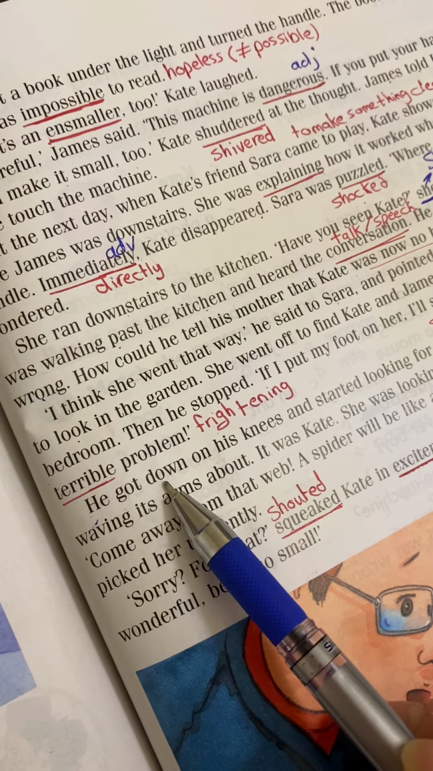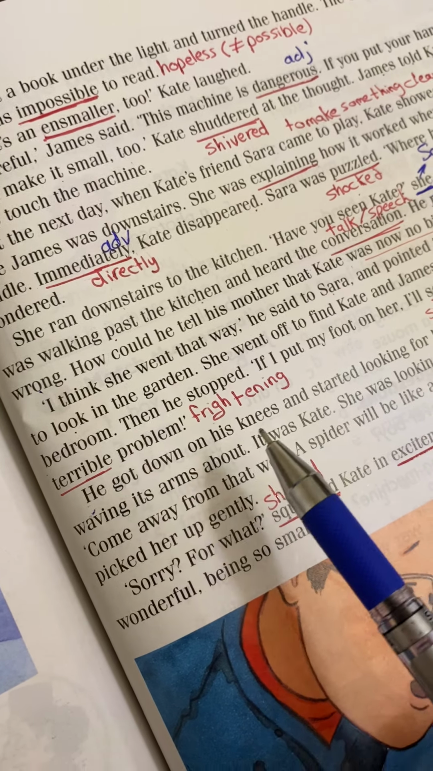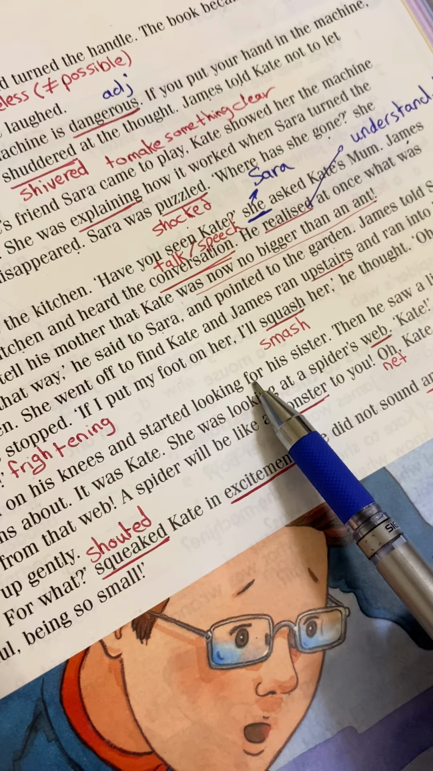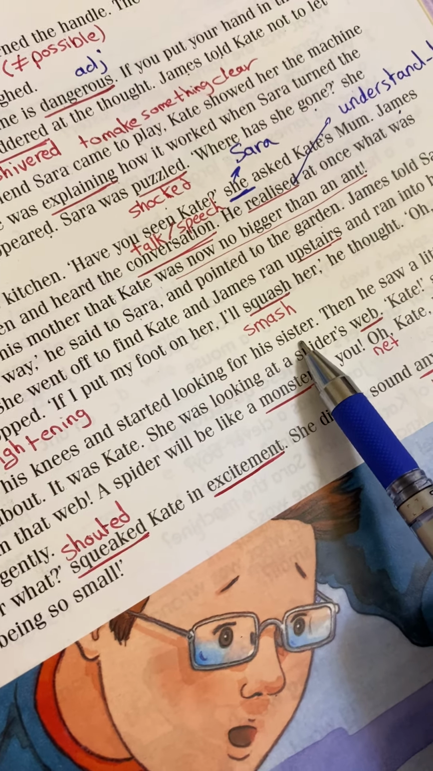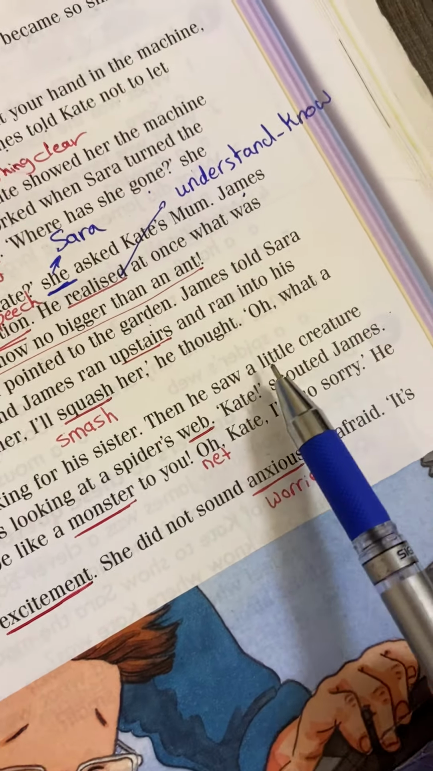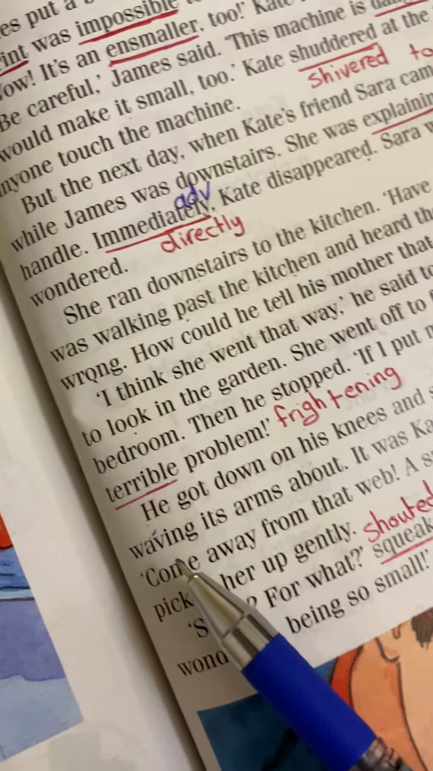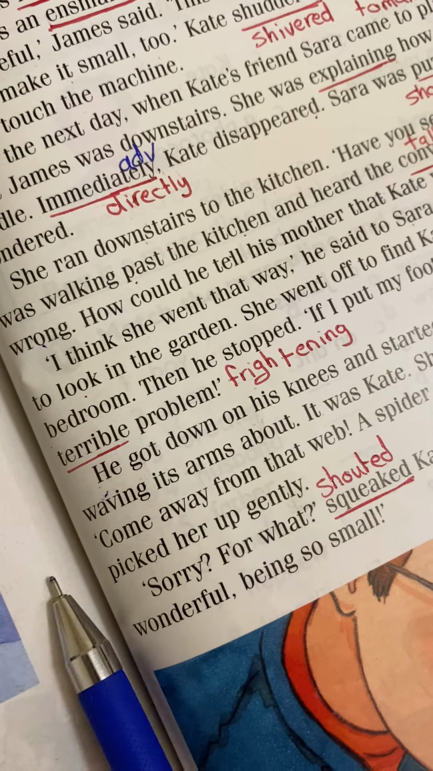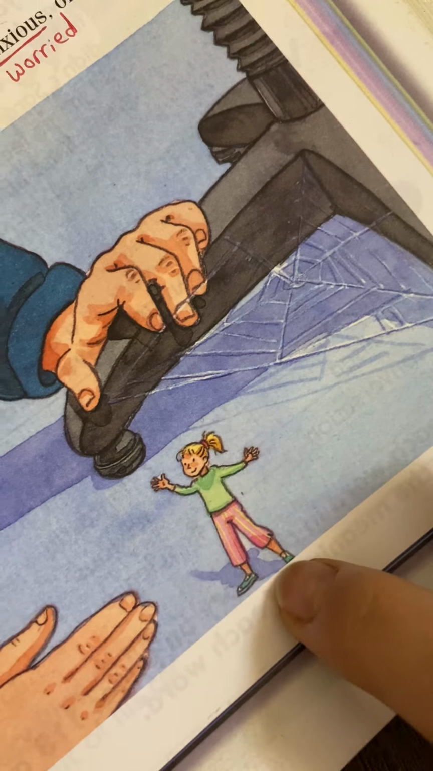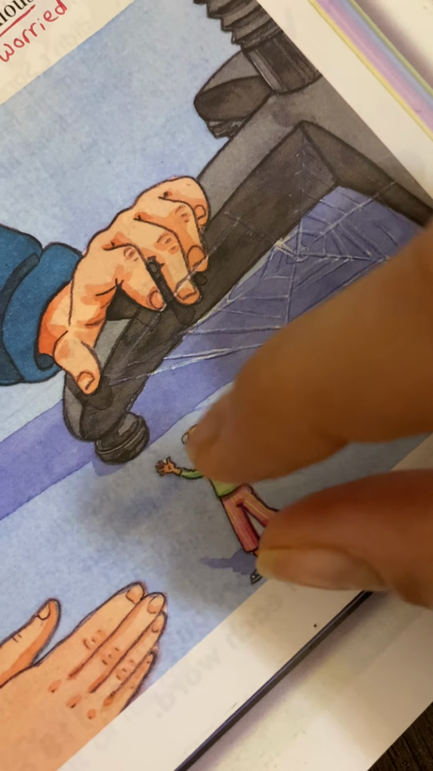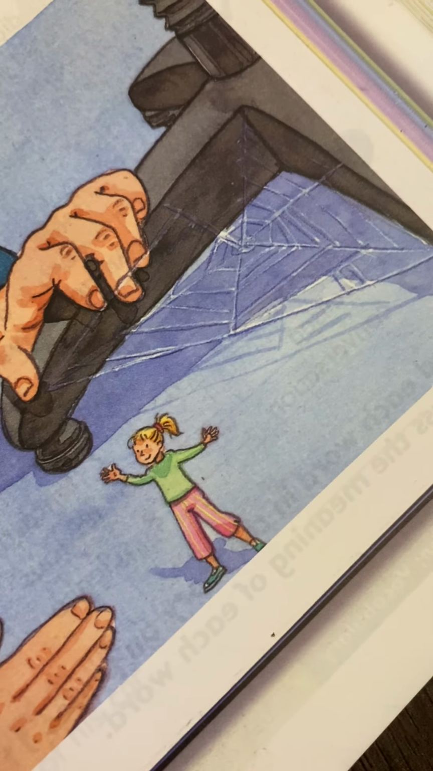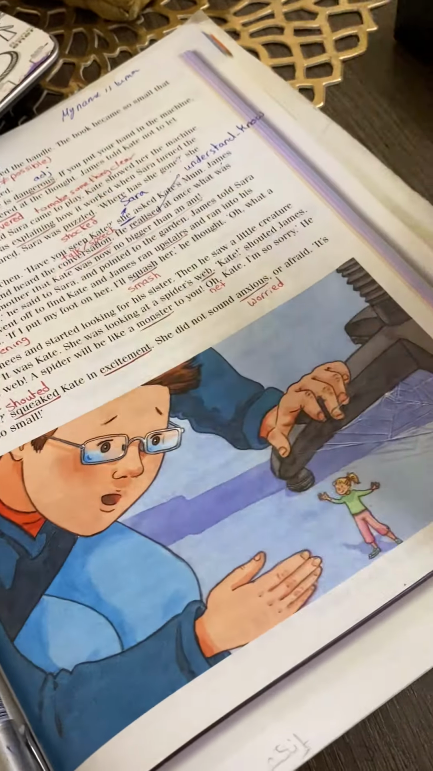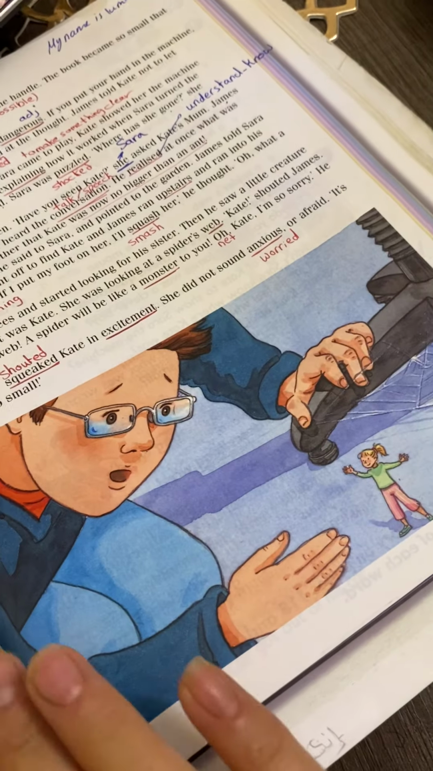He got down to his knees, يعني he bent his body and started looking for his sister. Then he saw a little creature waving its arm about. So suddenly he saw what? A little creature, a small creature, okay, waving her arms, waving, okay.